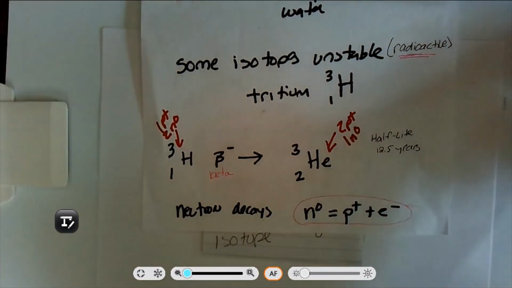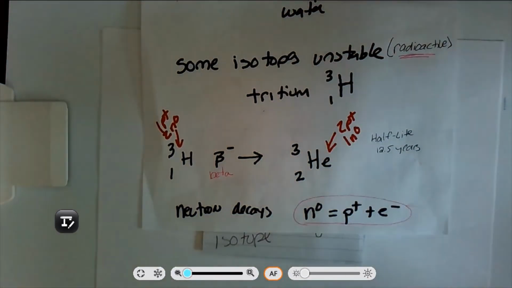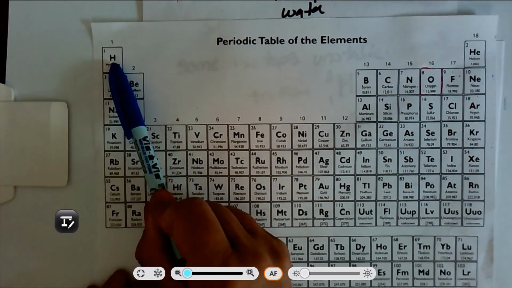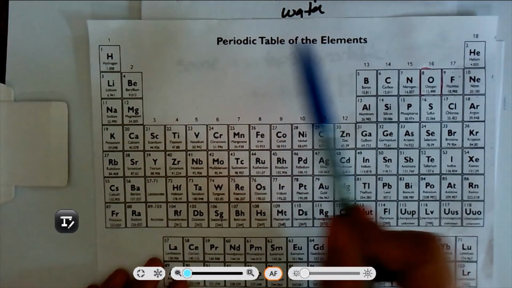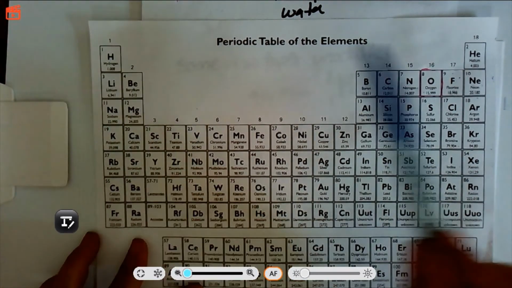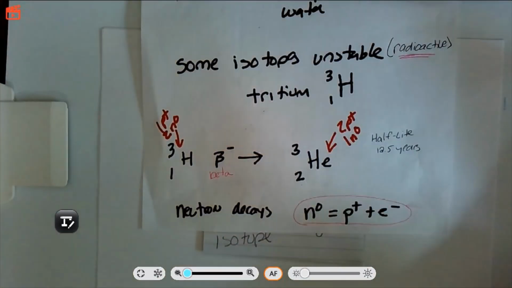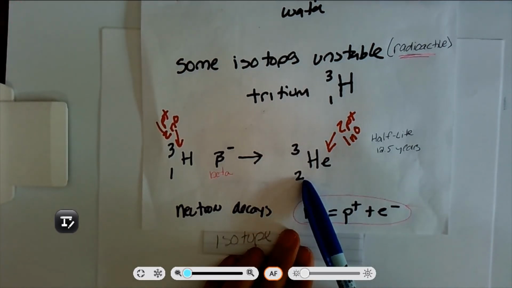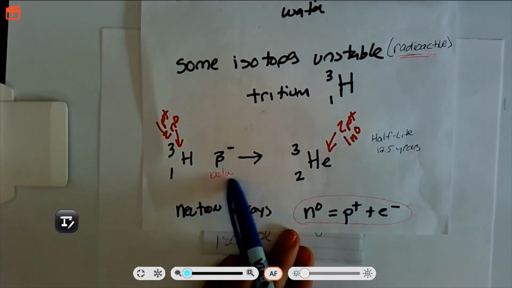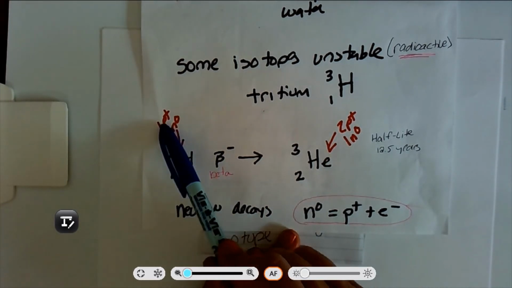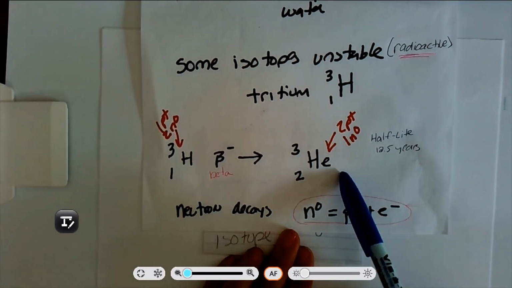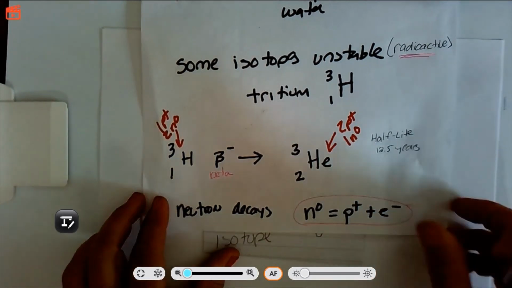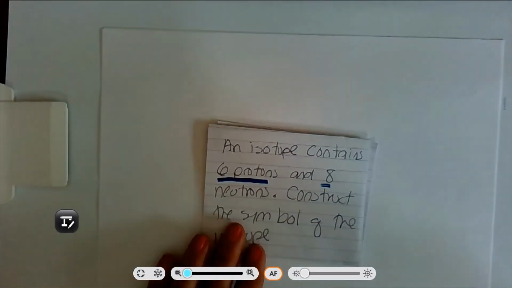So let's take a look at what's happening here. When tritium decays, it transmutates into helium. It transmutates from atomic number 1 to atomic number 2 because the decay of that neutron makes another proton. So tritium has 2 neutrons and 1 proton, and when it transmutates, helium has 2 protons, making it helium, and 1 neutron.